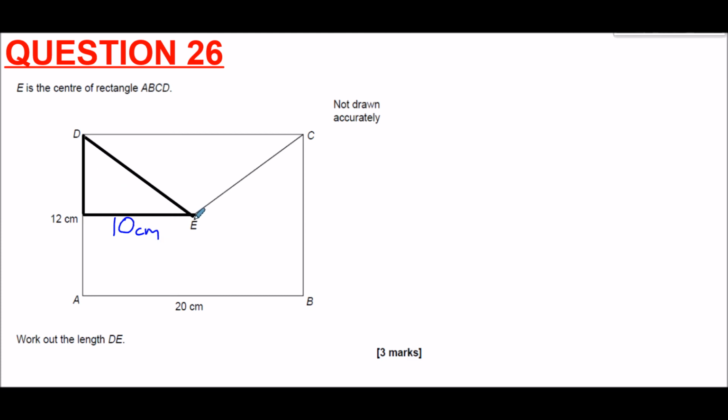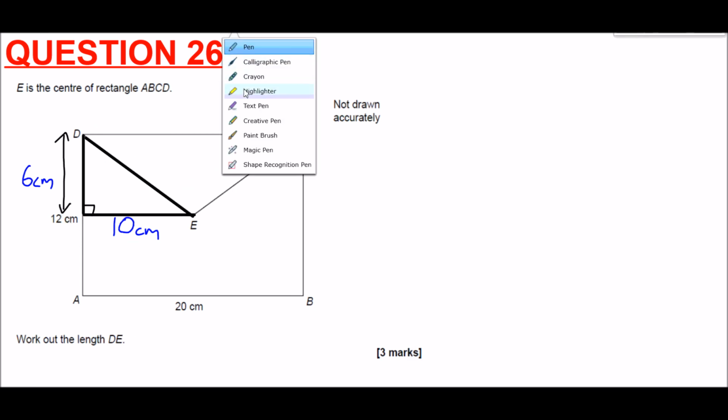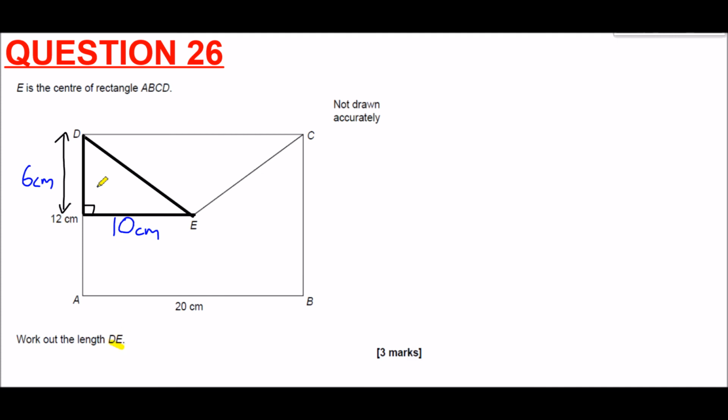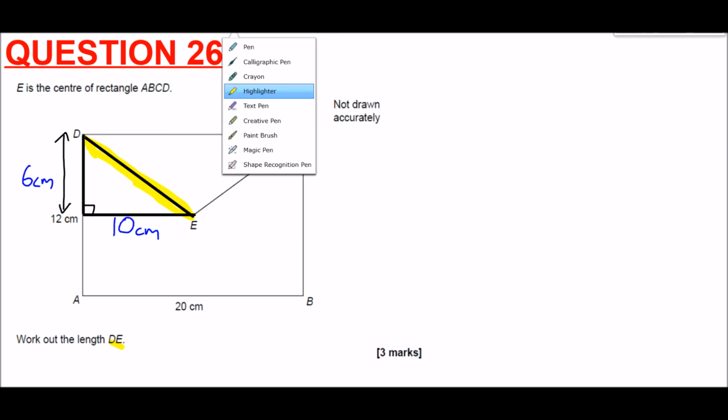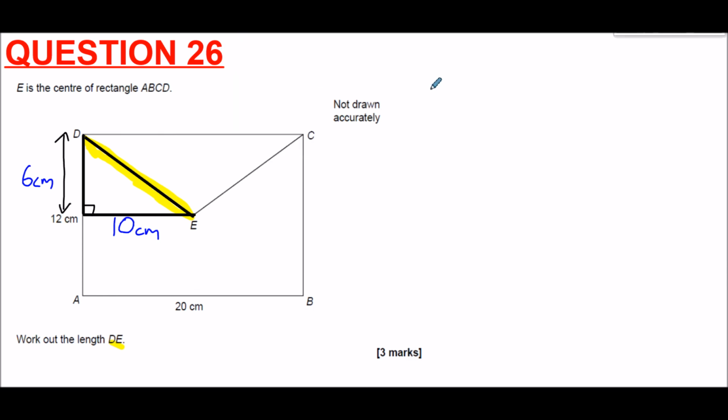And equally, because E's in the middle, it's halfway down too. Now, the full width of the rectangle is 12. And so this little bit over here will be 6. Now, that's a right angle. We know two sides. We want to find DE, which is the longest side. All the clues are coming into place now. This is going to be a question involving Pythagoras' theorem. It's a triangle question, and we're not bothered about any angles. All we know is it's a right angle. We know two sides and want to find the third side of a right-angled triangle. It'll be Pythagoras.